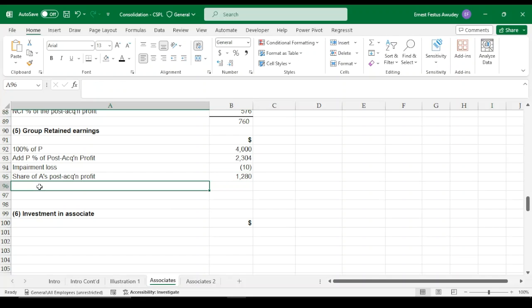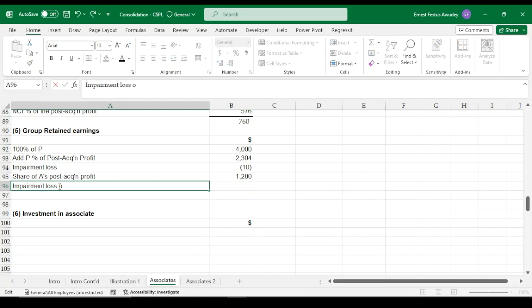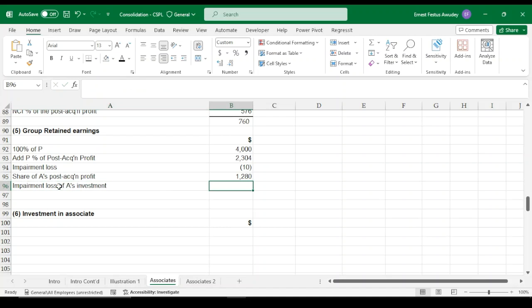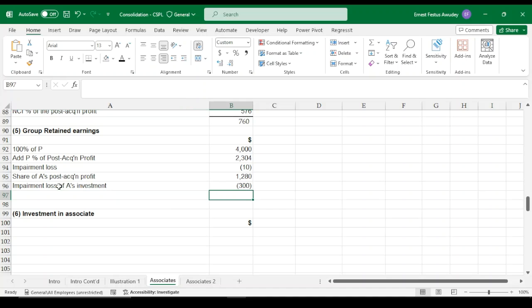Then another item we have in this particular question is the impairment loss of investments, so let me differentiate that from the first one. And that is equal to 300, negative 300 right there. So that is what we have. Okay, so this is what we have.